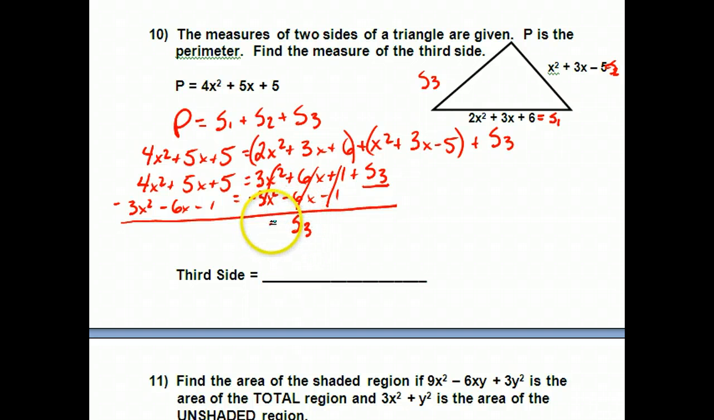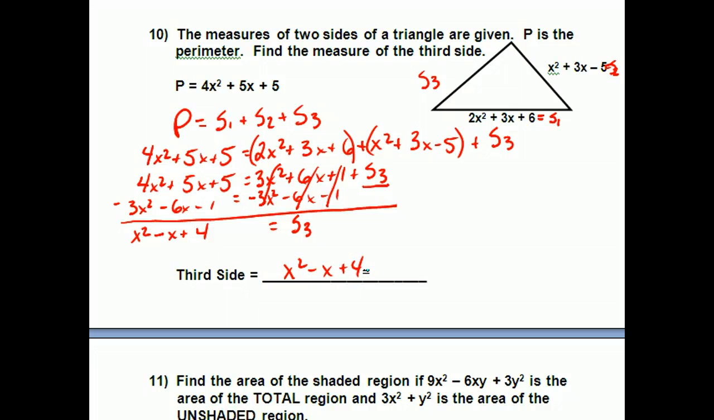And then over here, I've got all my terms lined up properly, so all my like terms are there. So 4x squared minus 3x squared is just x squared. 5x minus 6x gives me minus x, and then 5 minus 1 gives me plus 4. Okay, so that's my third side: x squared minus x plus 4.